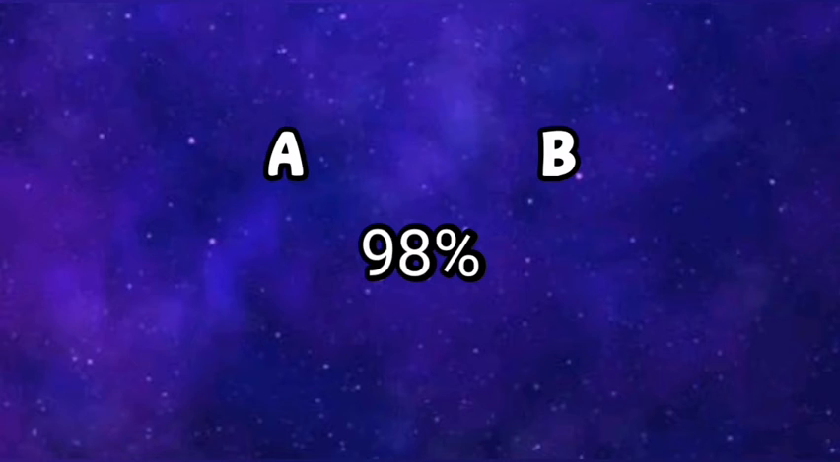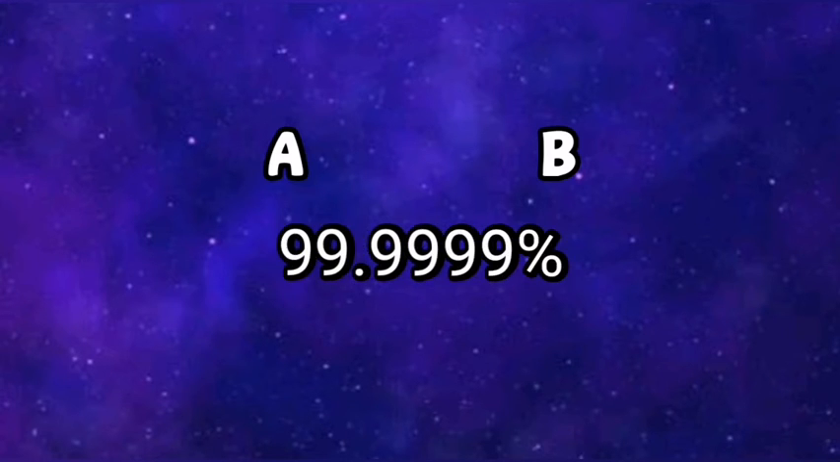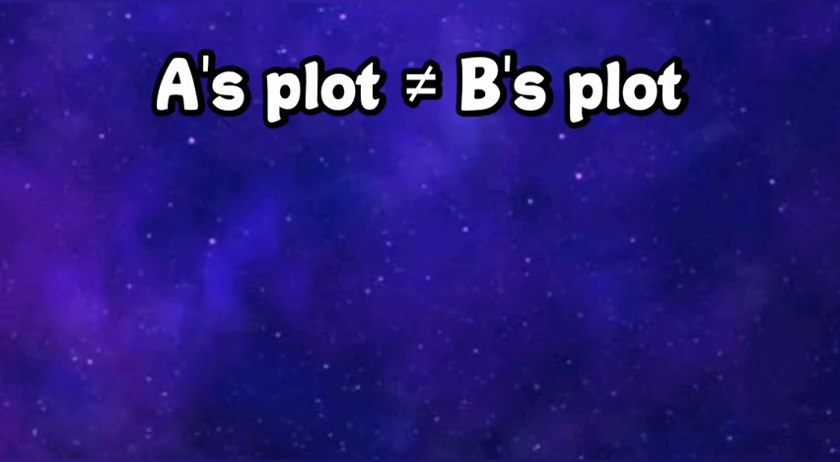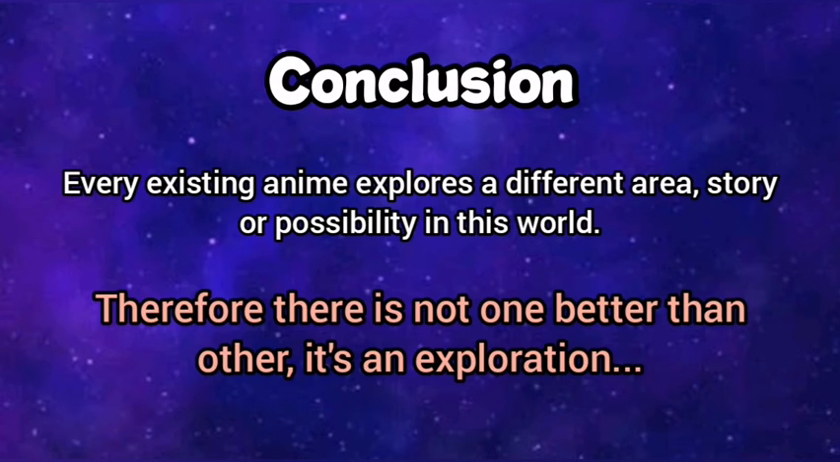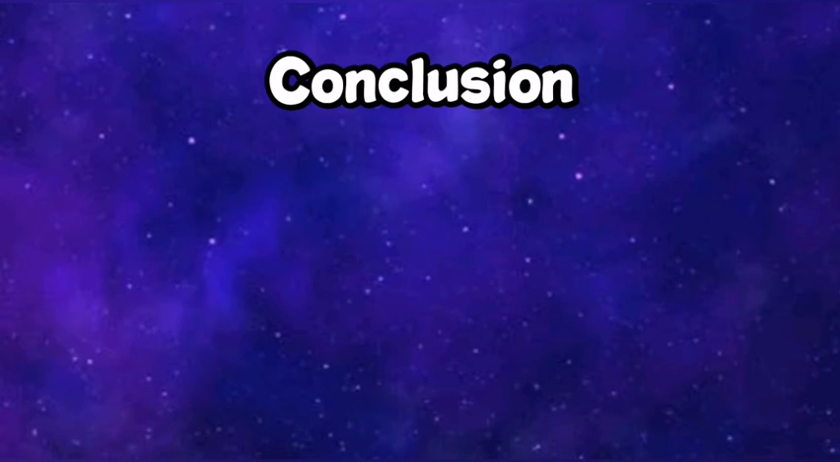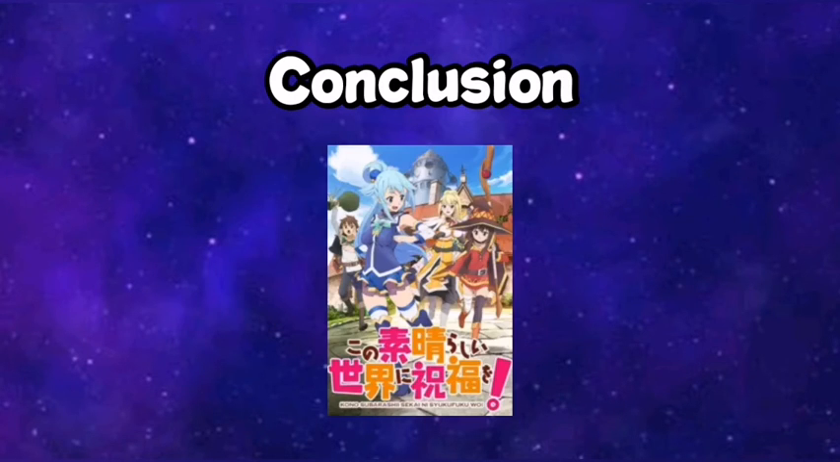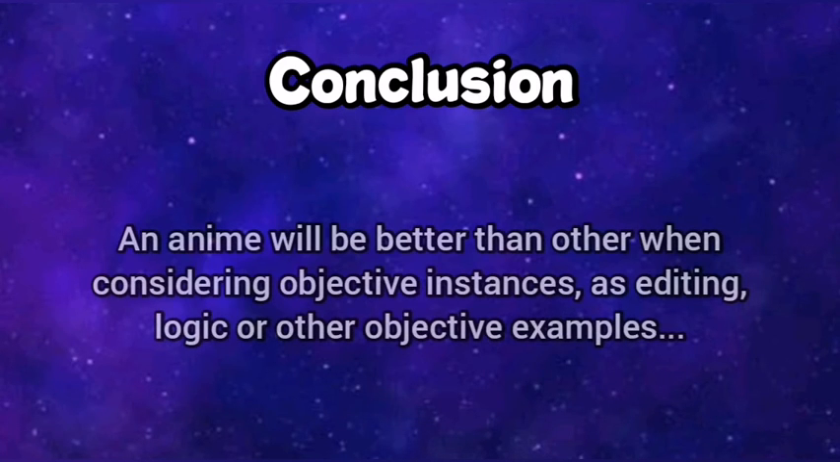But the thing is, even if we find two stories with almost 100% of things in common, there will always be a difference between them and therefore not a clear winner, because you will be trying to add two apples with three bananas, impossible. In conclusion, every existing anime explores a different area, story or possibility in this world, or even other worlds, like the isekai genre. We can only speak about an anime being better than another when it doesn't have objective mistakes such as editing mistakes, audio glitches or other types of coding fails.